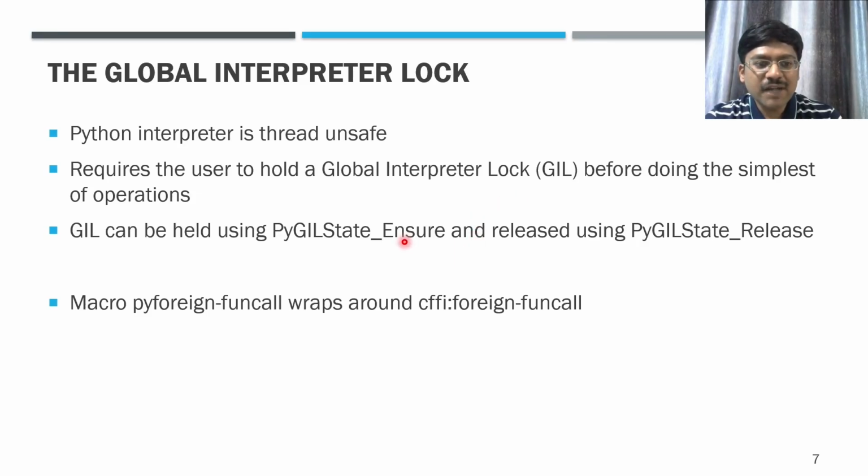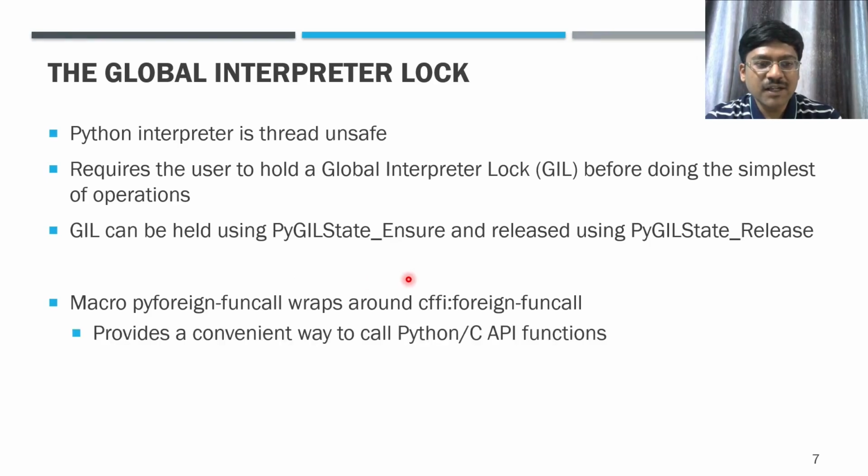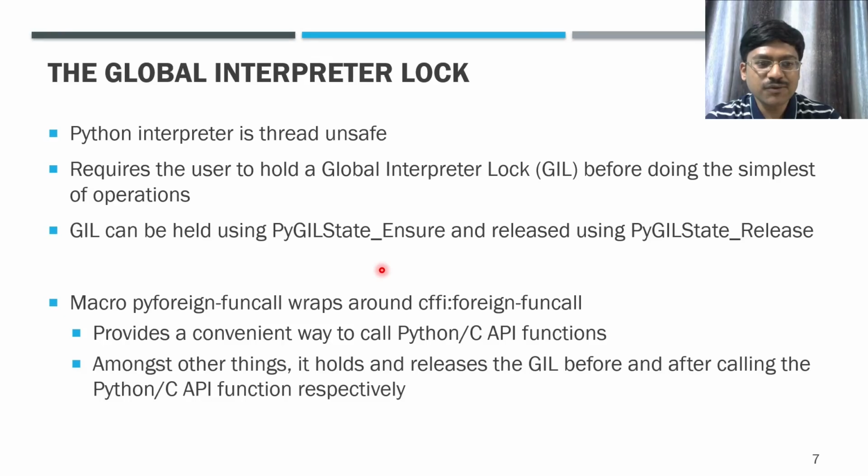We can create a wrapper in py4cl2-cffi that wraps around CFFI foreign-funcall. This provides a convenient way to call Python or C API functions. That is, we do not always need to remember to hold or release the GIL. It will do so automatically.